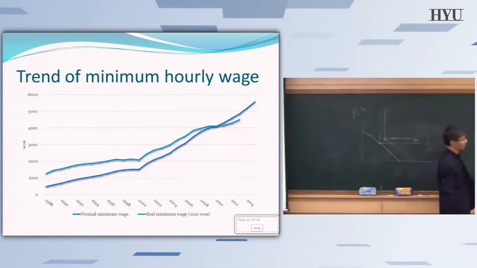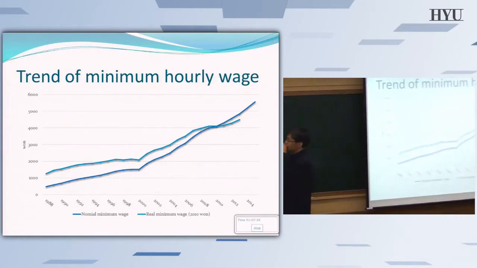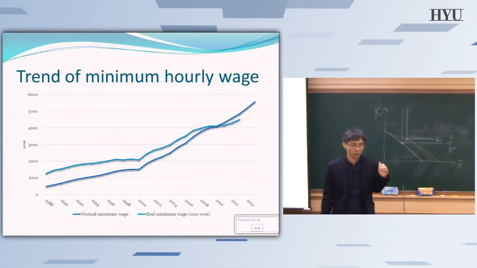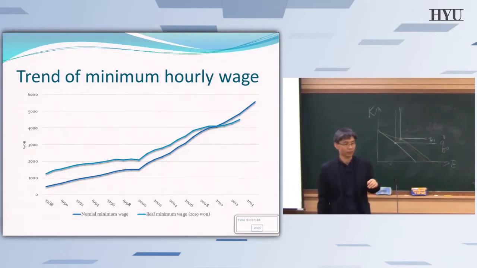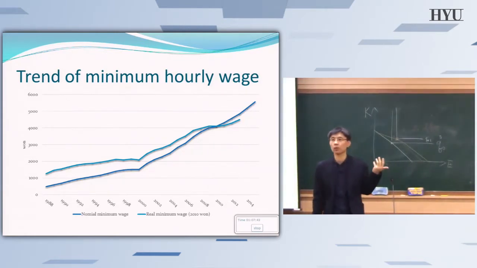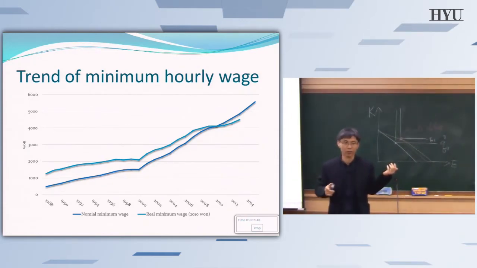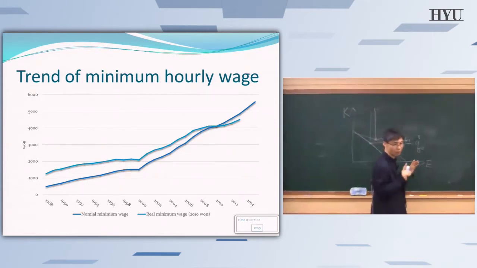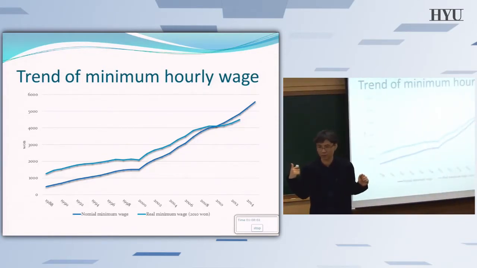Anyway, the minimum wage now in Korea is 5,580. As the name tells us, it's a statutory wage level that workers can get at the minimum. If you're working for an employer, you should get at least 5,581 per hour in Korea in 2015. There are a few exceptions, which I'm not going to go into, but most of the time you should get at least that amount.